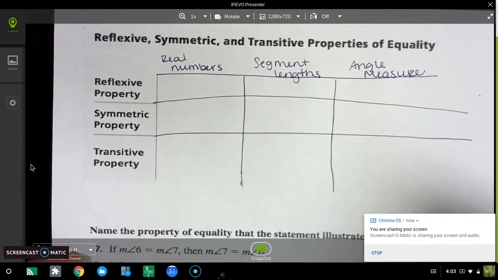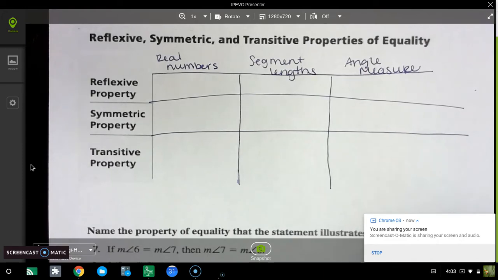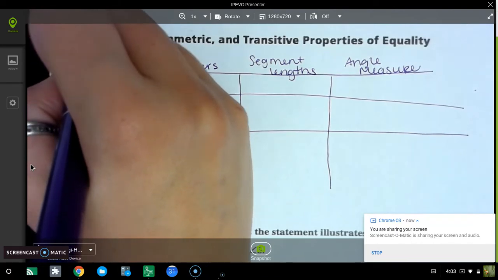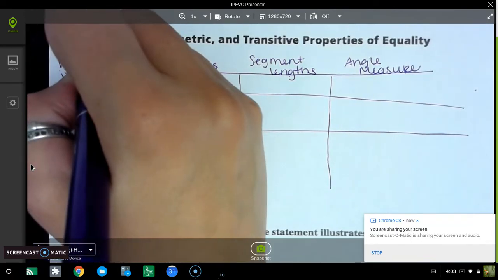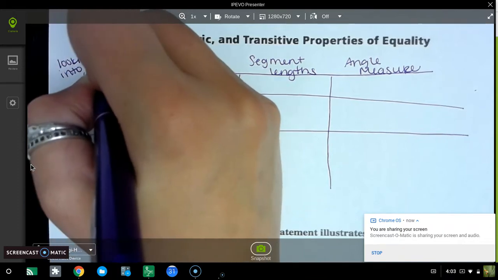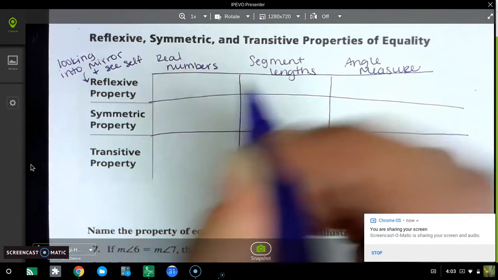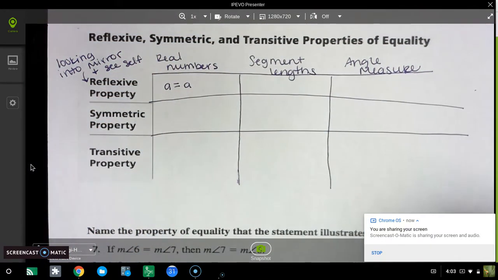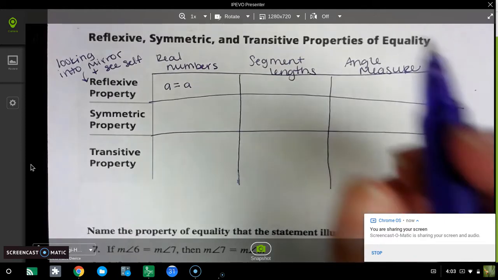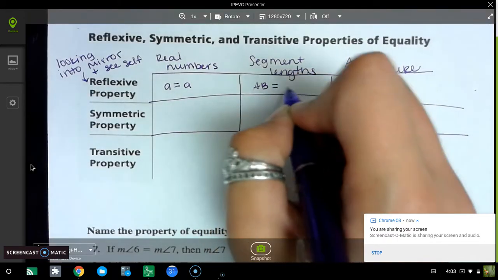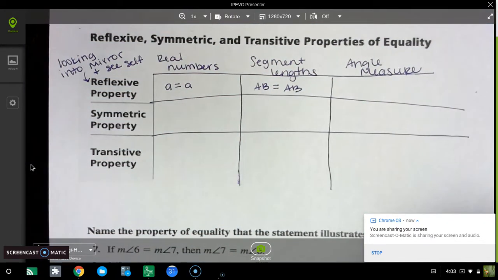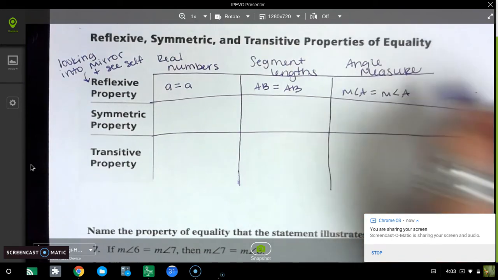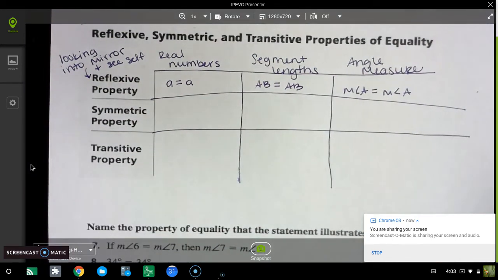Reflexive. If you think about that song from Mulan, reflection. What is a reflection? That's when I'm looking into a mirror and I see myself. So if A is looking into a mirror, it's going to see itself, so it sees A. Assume that A is a number. If AB looks into a mirror, it sees itself as AB. If my measure of angle A is equal to measure of angle A, that's the reflexive property, it reflects right back on itself.